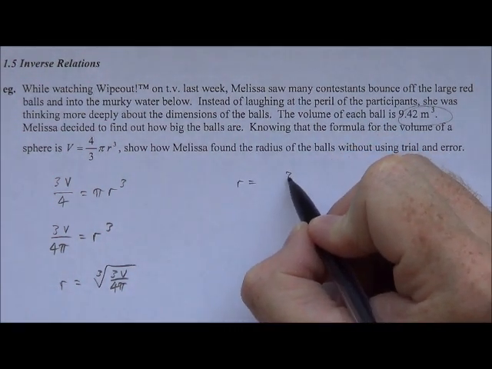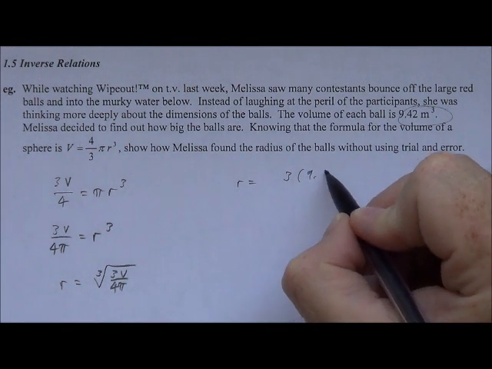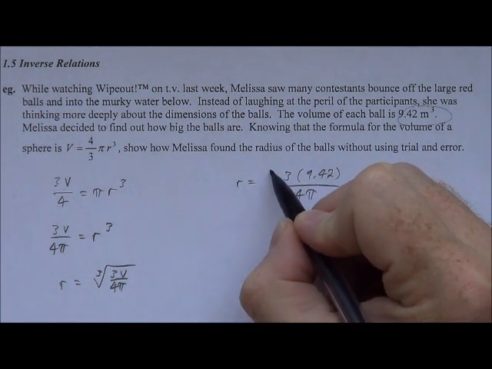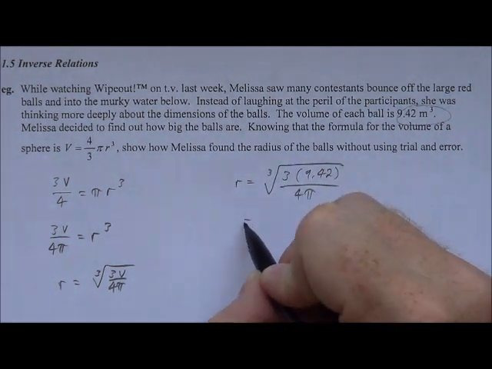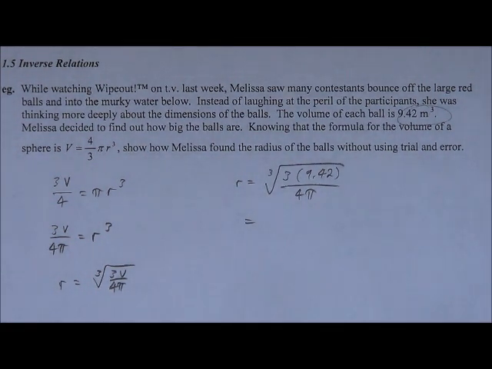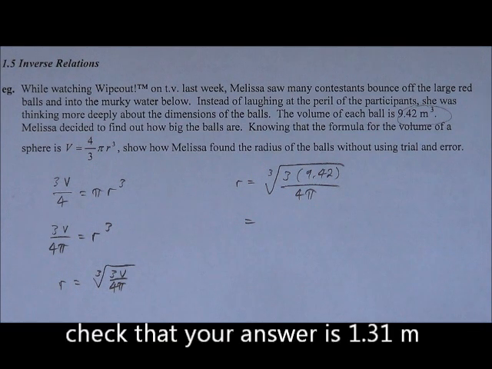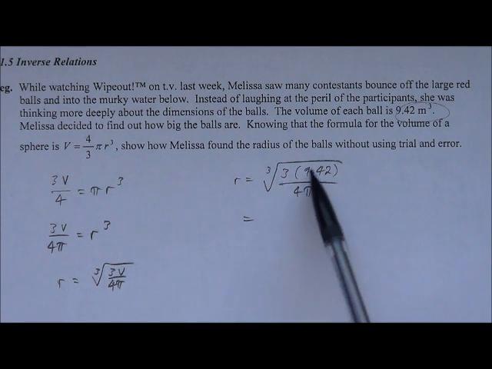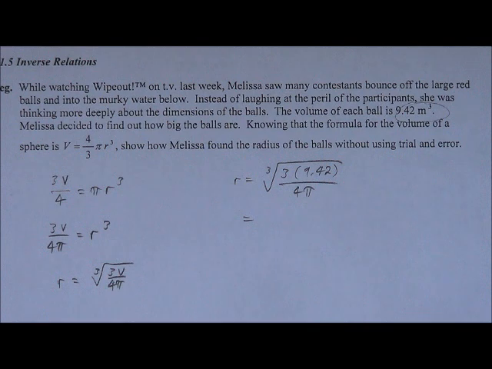So we get the cube root of 9.42 over 4 pi, and we take the cube root of that. Please calculate this, as I am ill prepared and I do not have a calculator with me. I apologize profusely. So just work through that inside and take the cube root, and that will be the radius of each of the balls.